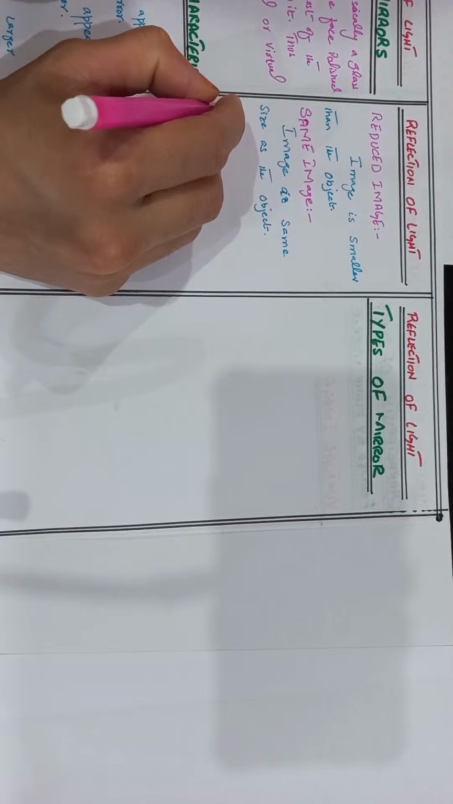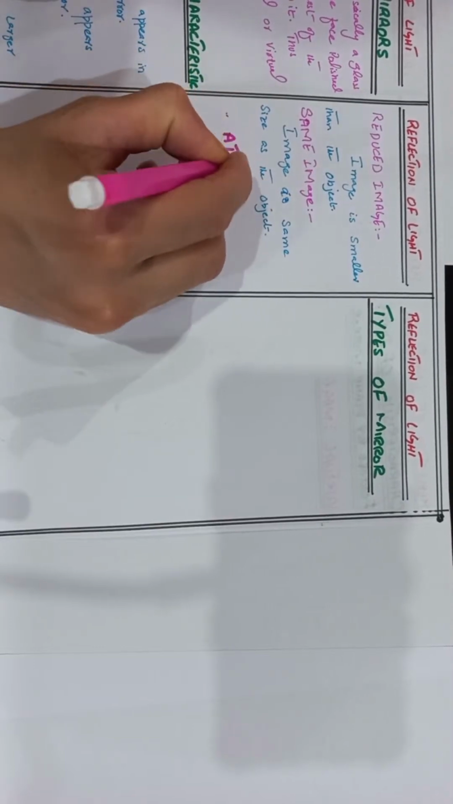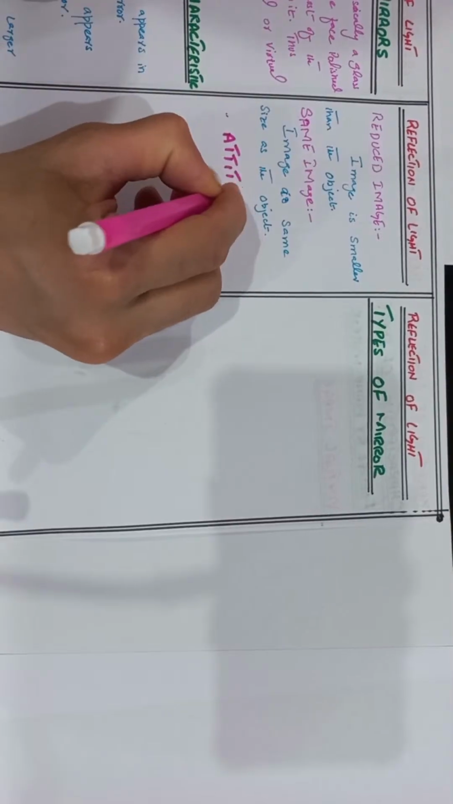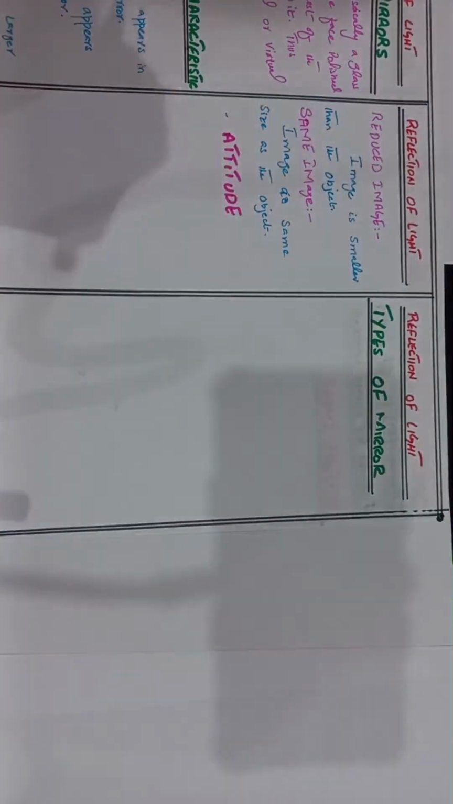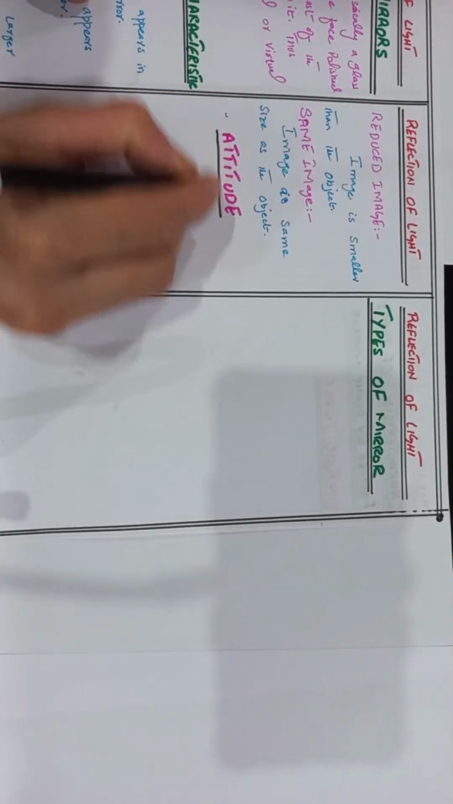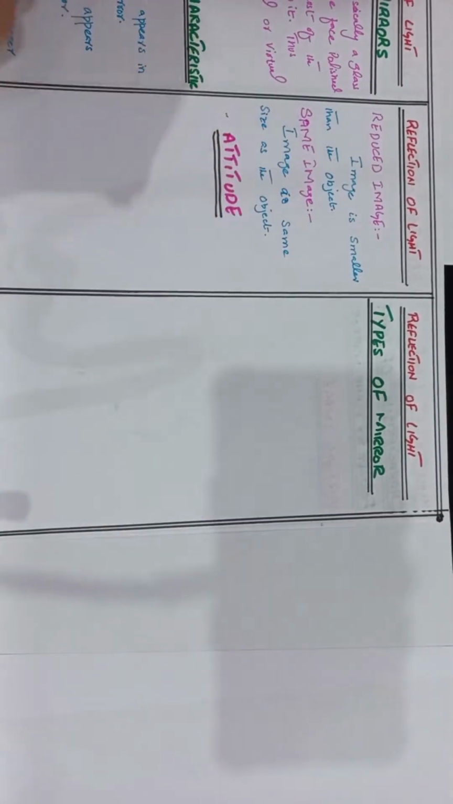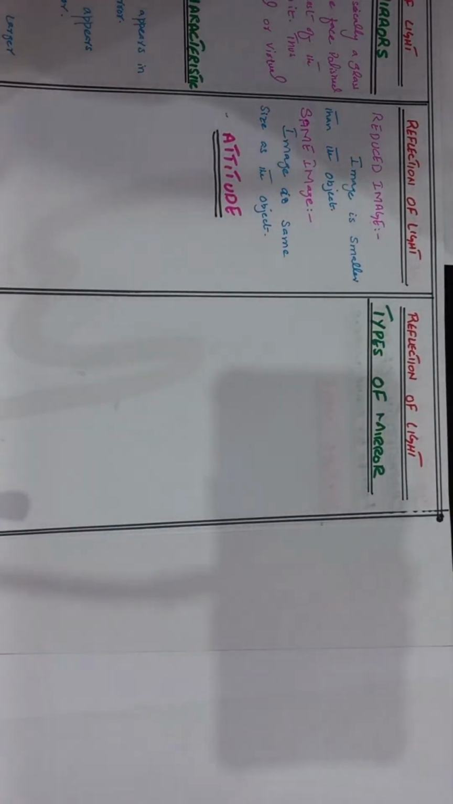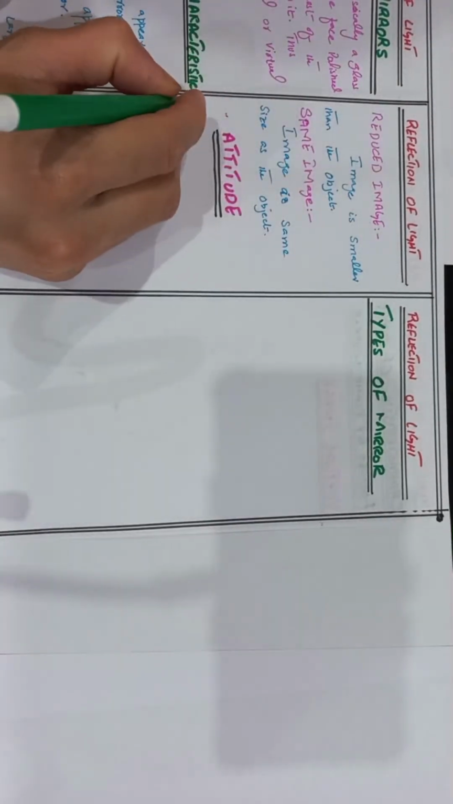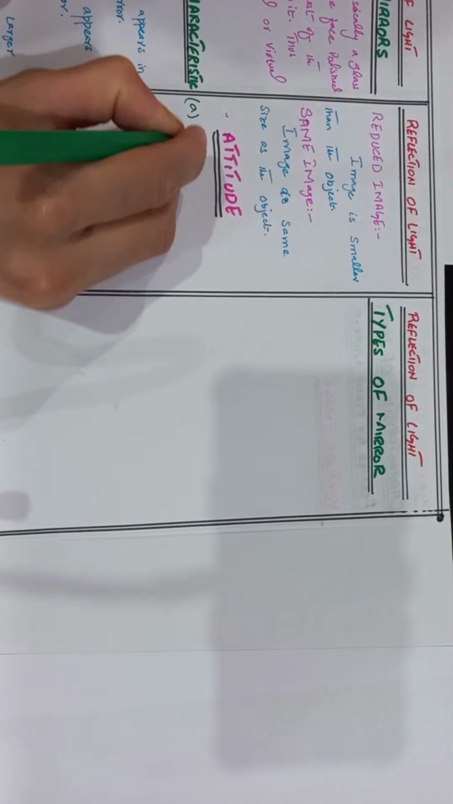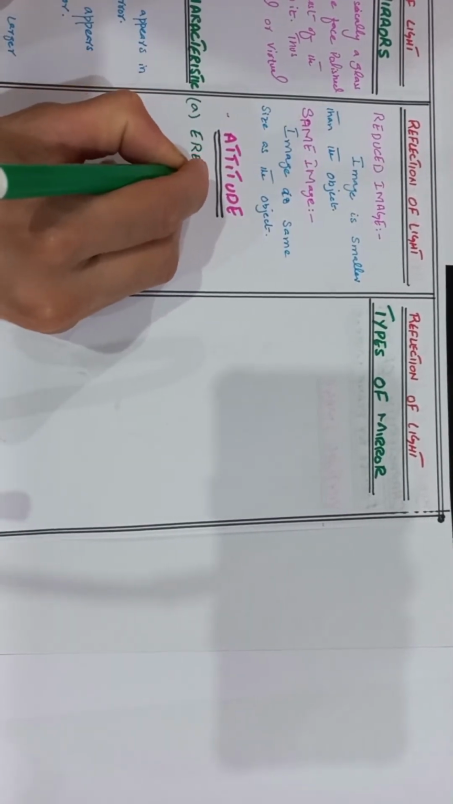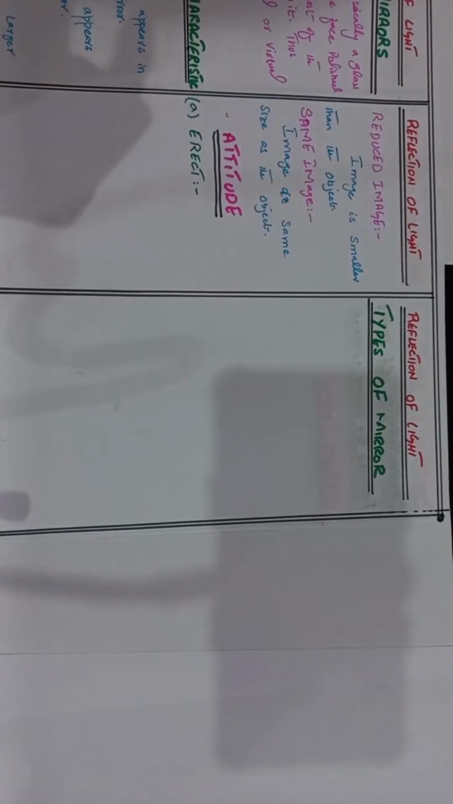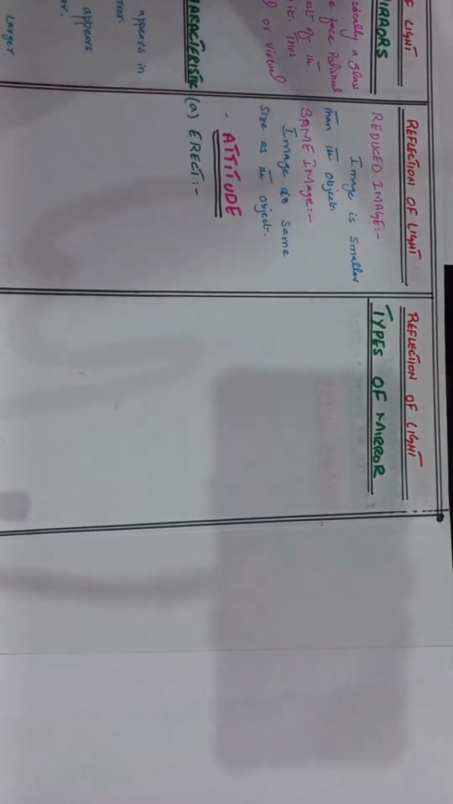Here we discuss now the attitude. Here are the three types of attitudes of the image. First is the erect. What is meant by erect? An erect image is straight up.